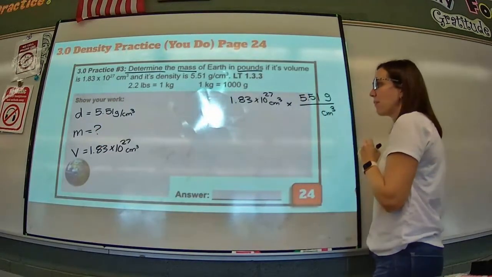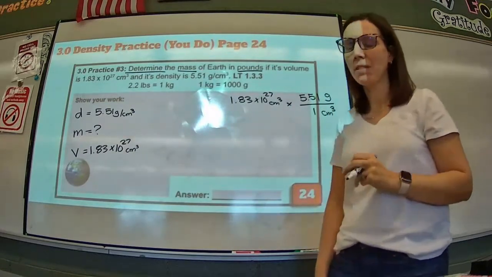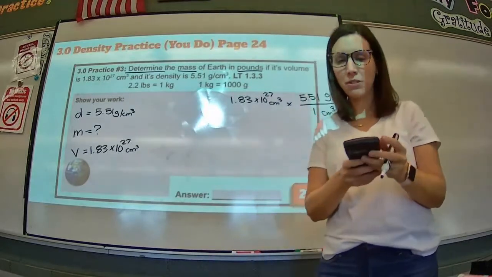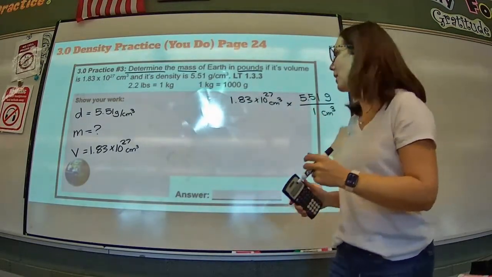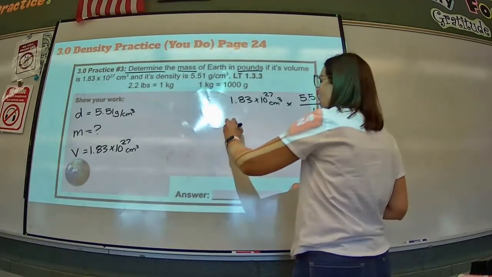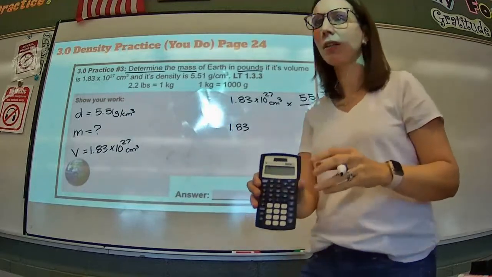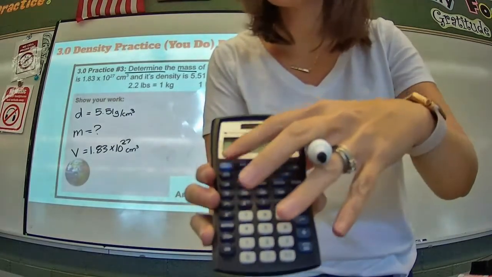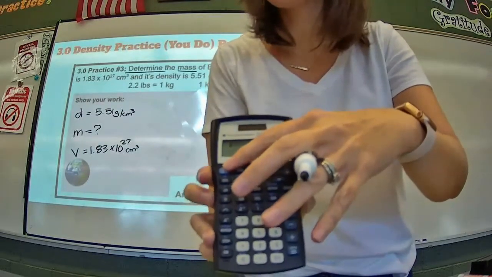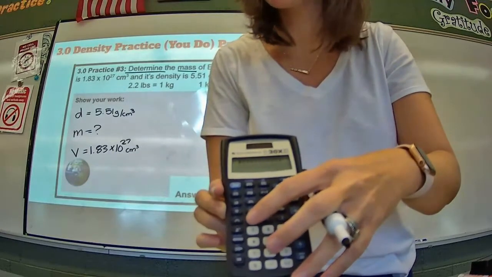So 5.51 grams for every 1 cubic centimeter. So we're going to have to type this into our calculator, and I know that we have struggles with using scientific notation. So the way you're going to type this into the calculator is you're going to type 1.83, and then the buttons that you're going to hit on your calculator is you're going to use the second button, which is right here, and then you're going to use the capital E button, which is right here above the number 7.